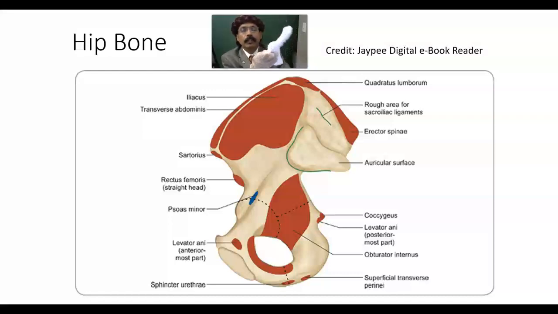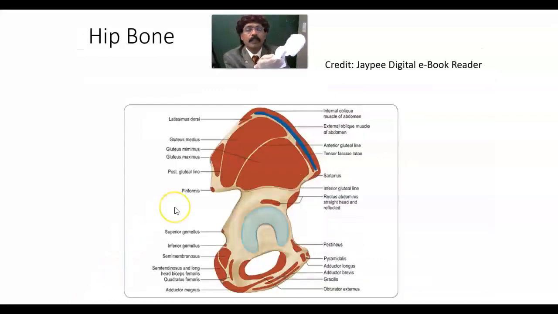Okay, we got that. Then if we go to the next slide, here is the outer surface of the hip bone. This is the ilium again. Ilium has this part, the iliac fossa, and that is the gluteal surface. That means this is the gluteal surface, and on the pelvic surface, this is the iliac fossa. We'll go to the gluteal surface, the outer surface of the hip bone.